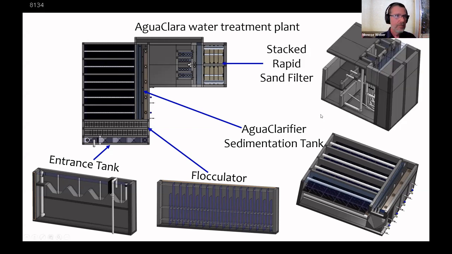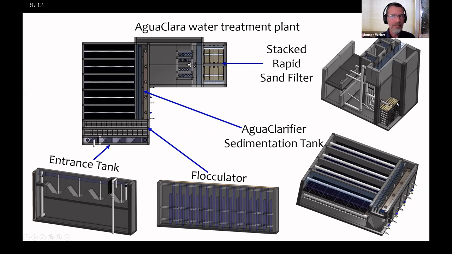And then the last big process is the stacked rapid sand filter. And that is a complicated mess with lots of pipes and hydraulic controls that make it all happen. So you can see inside the filter box to see that there are tons of pipes inside the filter box.